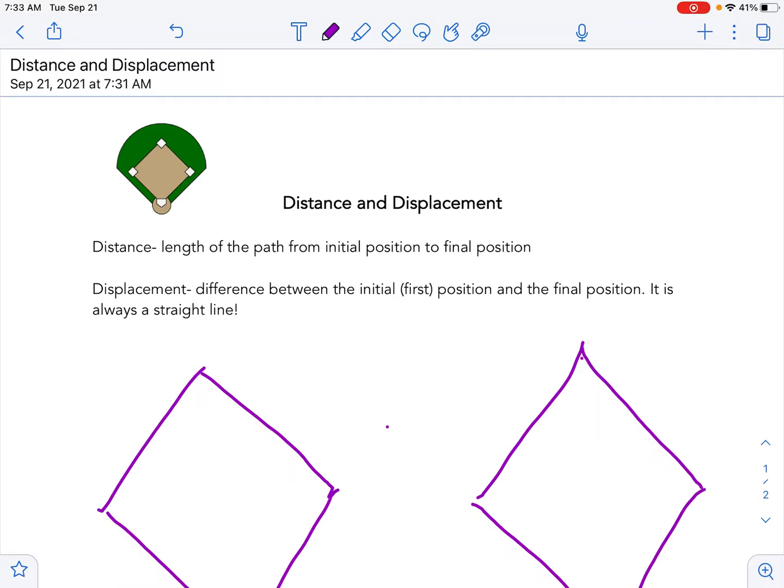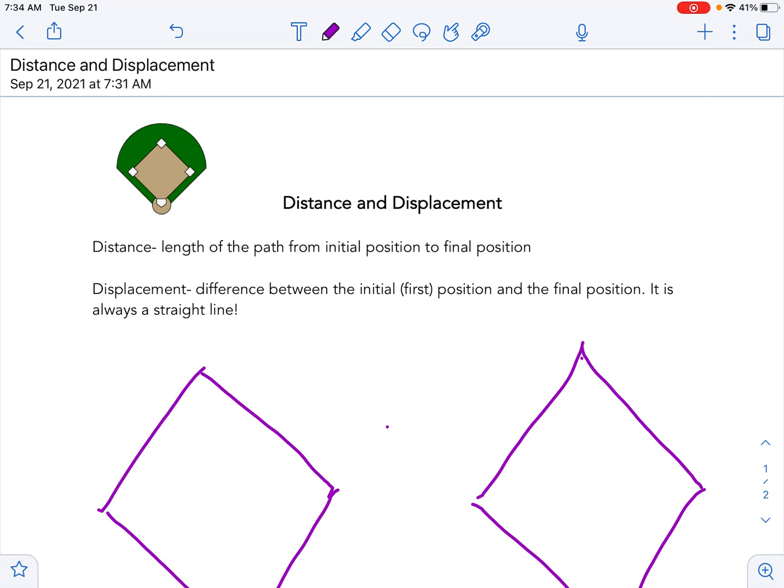Alrighty, we are going to go ahead and take a look at a really good analogy and visual image for the idea of distance and displacement. So the definition for distance is the length of the path from initial position to final position. So where did you start and where did you end? All the different turns and straightaways. What is the different distance from the beginning to the end? That's going to be different than your displacement.